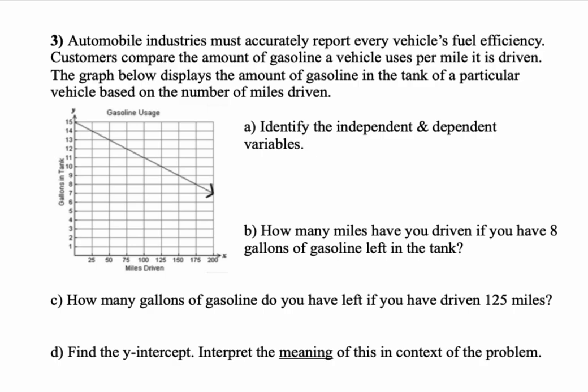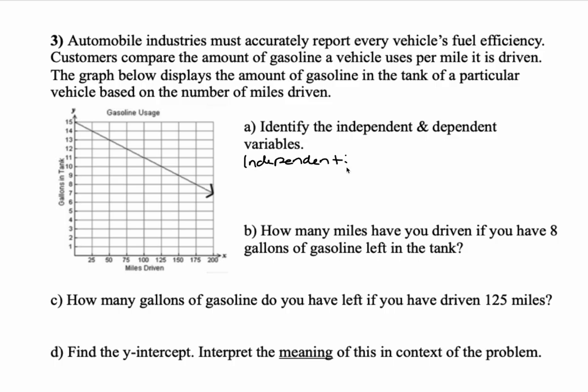This video is on key features of a function. This is example 3 with context. Automobile industries must accurately report every vehicle's fuel efficiency. Customers compare the amount of gasoline a vehicle uses per mile it has driven. The graph below displays the amount of gasoline in the tank of a particular vehicle based on the number of miles driven. So we want to identify the independent and dependent variables first.